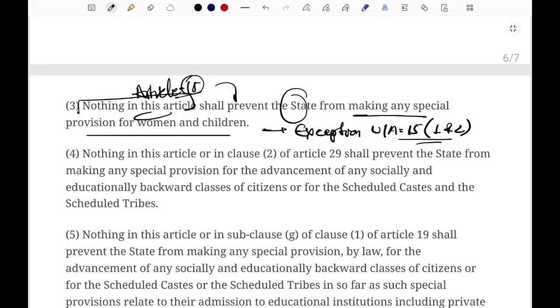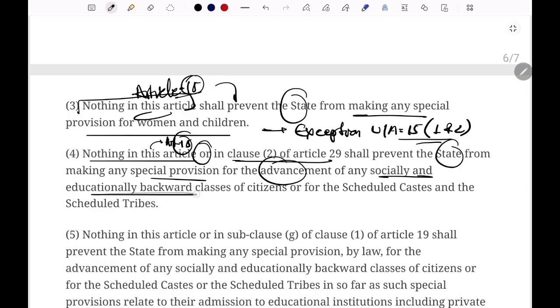Okay, now we will read about the article 15 clause 4 of the constitution. So basically what was written there, that nothing in this article or in clause 2 of article 29, nothing in this article means article 15 and और क्या लिखा है, and in the clause 2 of article 29, clause 2 of the shall prevent state from making any special provision for the advancement of any socially and educationally backward class of citizens or for SCs or for STs.